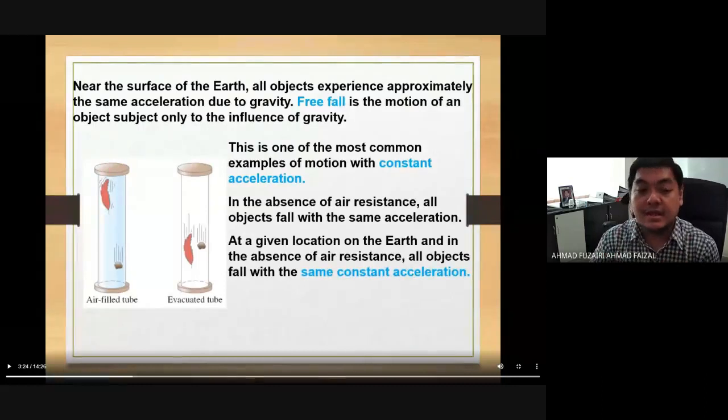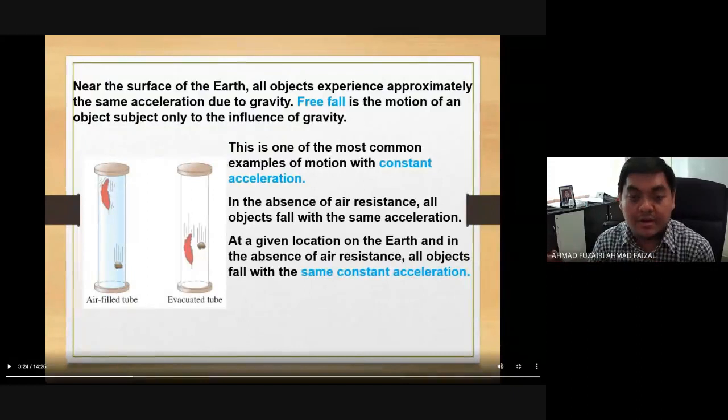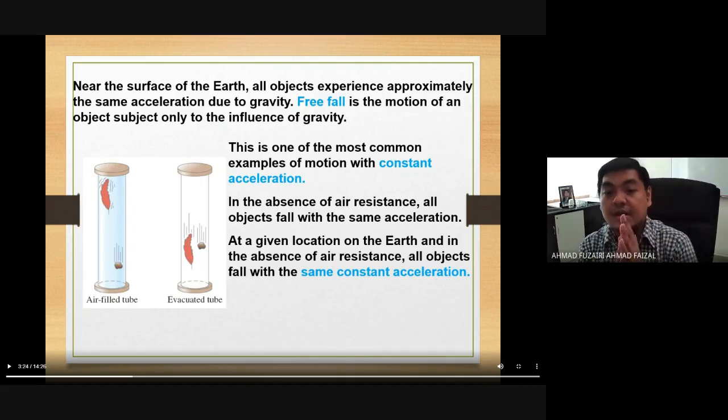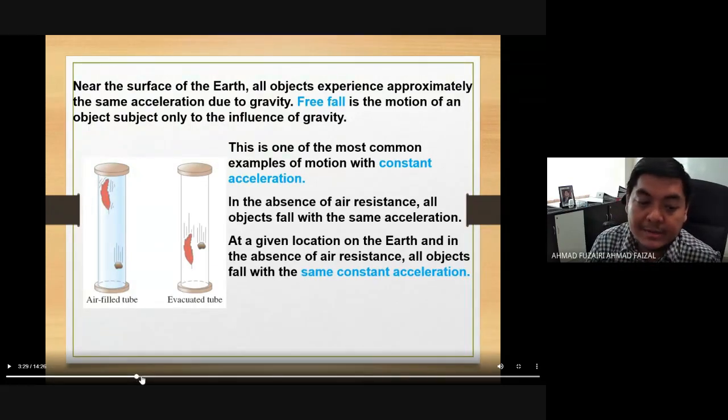But we are not comparing a feather with a bigger ball, we cannot say that. Of course the bigger ball will fall first. This is the case where the objects have a similar size and fall in the evacuated tube. So we can say that in the absence of air resistance, all objects fall with the same acceleration. This acceleration is called gravitational acceleration. We are saying this is g.